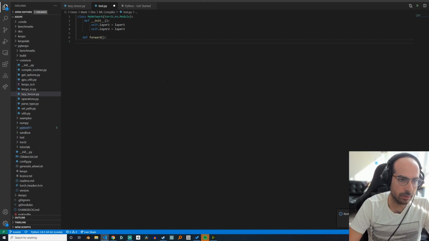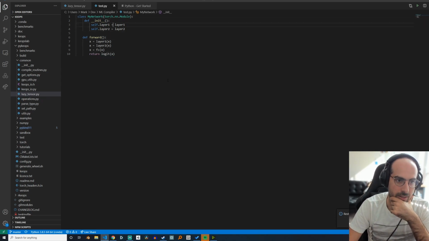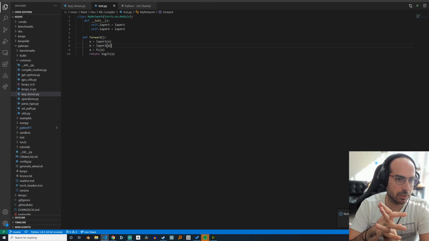In the forward function, you're going to say, I have some sort of x. Then x is equal to layer1 of x, and then x is equal to layer2 of x again. And then maybe fully connected is equal to fully connected of x, and then you get some sort of logit, and you return logit of x. So this is something like logistic regression with 2 layers. This is what you're doing.